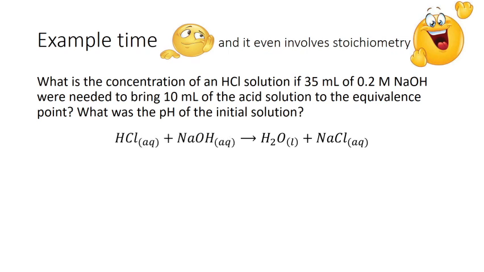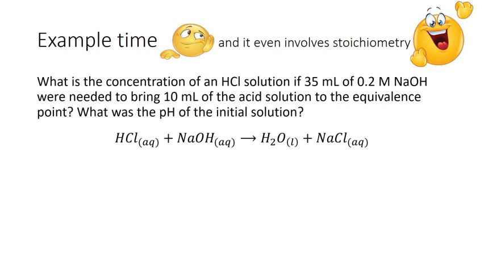So the first thing we're going to start out with is looking at the reaction, and that is hydrochloric acid reacting with sodium hydroxide to form water and sodium chloride. All right, so that's what it's going to look like. And in this case, because both of these are strong, we're not going to treat this as an equilibrium type situation. So we're not going to worry about writing an equilibrium expression.